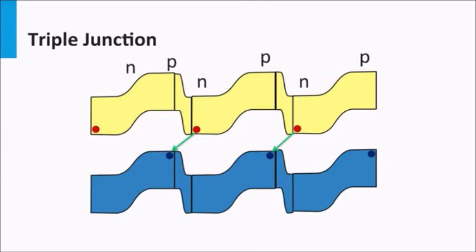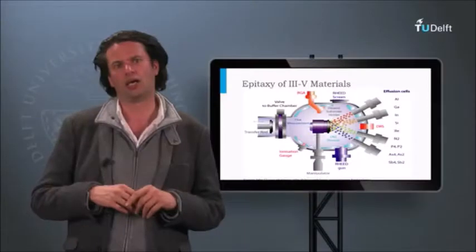This demonstrates that the recombination current at the tunnel junctions represents the current density of the triple junction. The cell producing the lowest current will determine the current density of the cell, just like we expected for series connected cells.